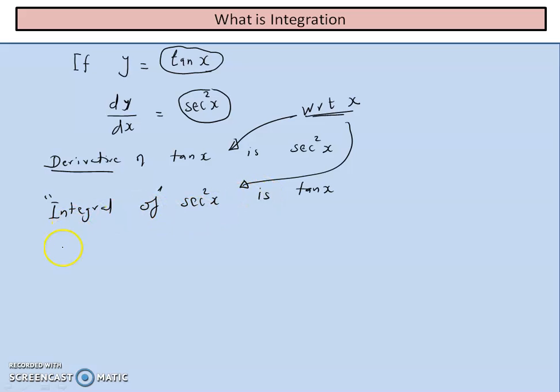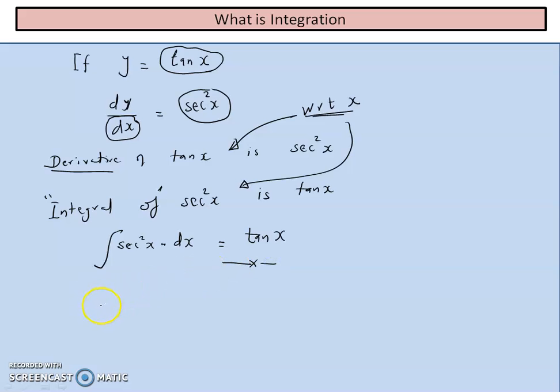Understood? And how is it written? This is the integral sign. Integral of sec square x, and how I write? dx, with respect to x. In a derivative, this dx comes in the denominator. Now here it comes as a multiplication. So what is the meaning of that? This entire symbol, integral of sec square x dx, means integral of sec square x with respect to x becomes tan x. Understood children, the meaning of integration?